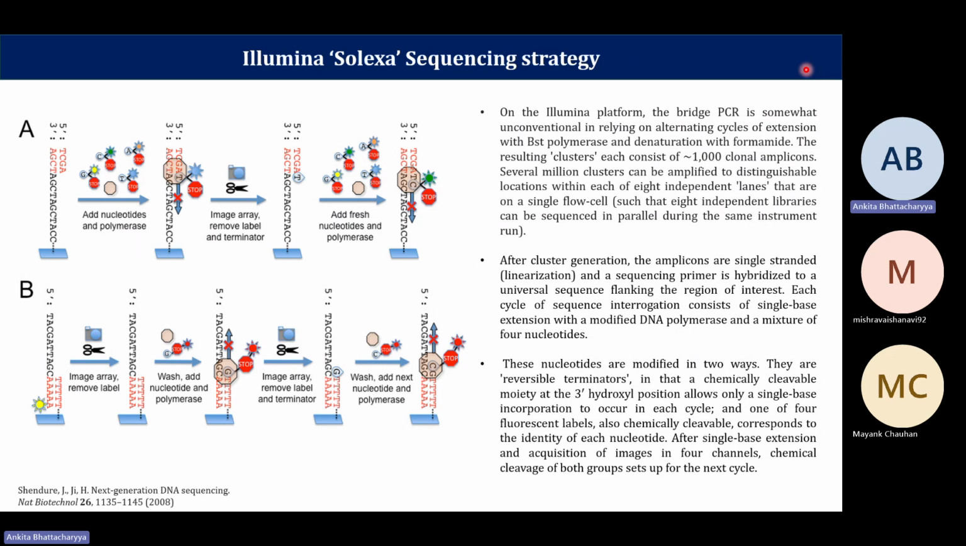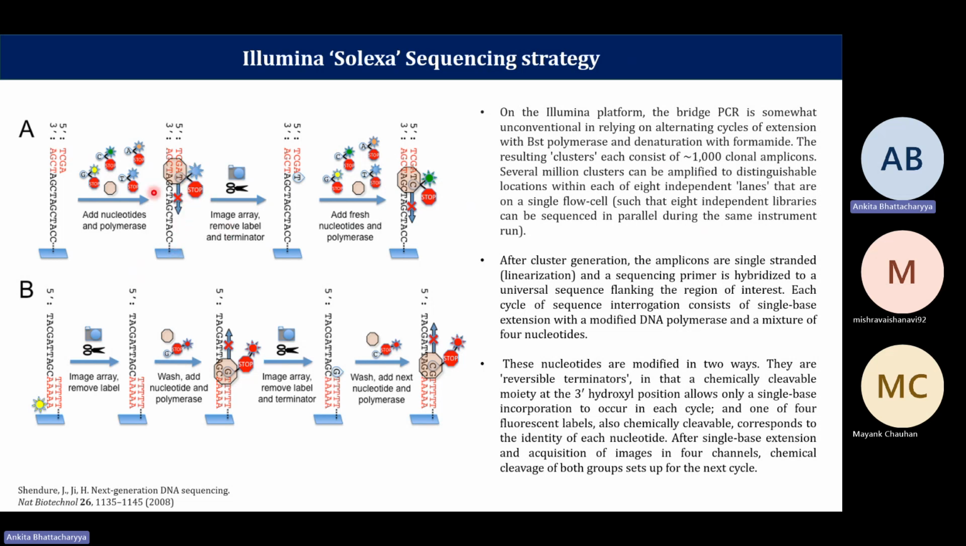When it came about, it was a revolutionary step in science because it's quite unconventional. What it does is it uses alternating cycles of extending with the polymerase known as the BST polymerase, followed by denaturation with formamide. So what does it do? If you look here, this is what it looks like. You have your primers and you have your adapter sequences as well. You add nucleotides and polymerase, and from that point onwards, extension will begin.